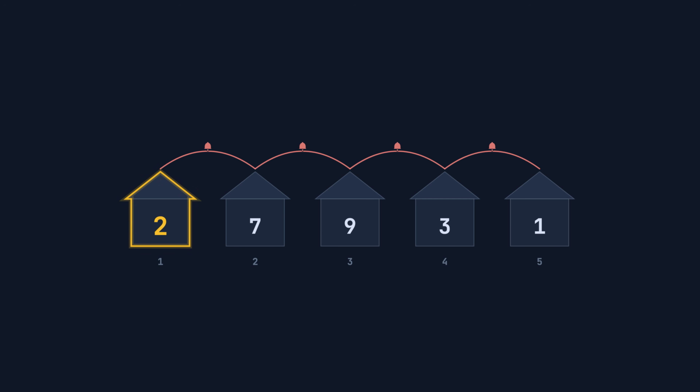The 5 houses hold 2, 7, 9, 3, and 1, let's say in thousands of dollars. If you rob 2 houses right next to each other, the shared alarm ends your night early. So, what's the most money you can walk away with?